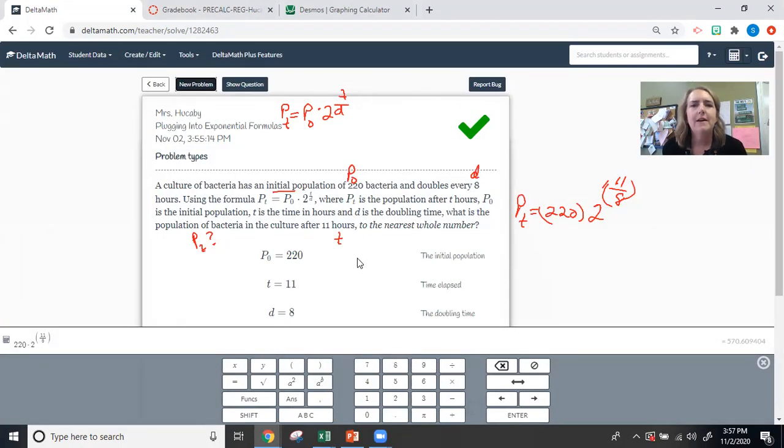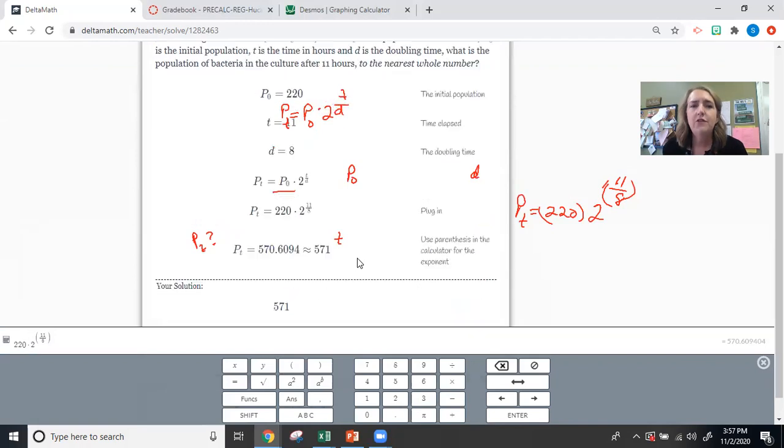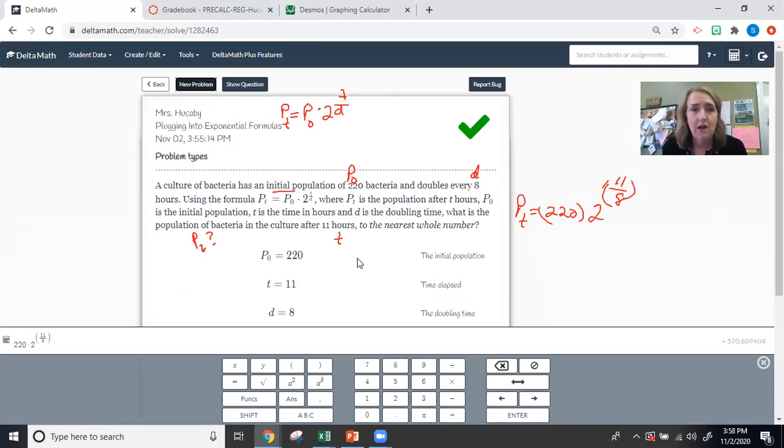Yay. Okay, so those are the 2 types of problems that you're going to see in this section of Delta Math. So I hope this doesn't take you too long. These 2 types of problems are really just plug it in, put it in the calculator, and go. So it shouldn't be too hard.